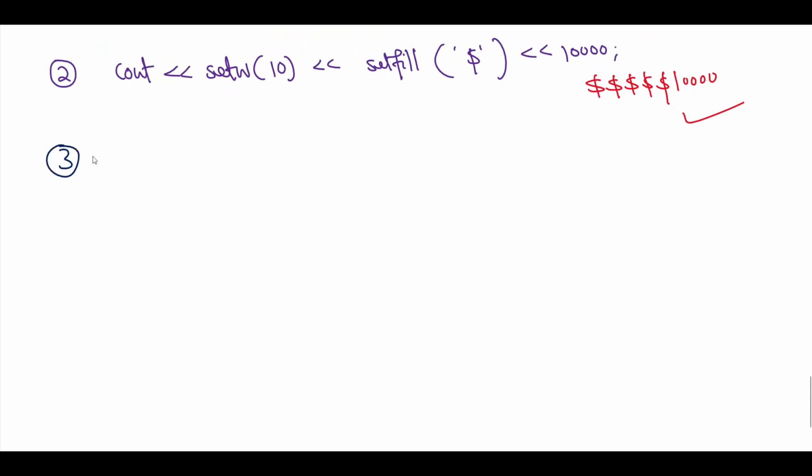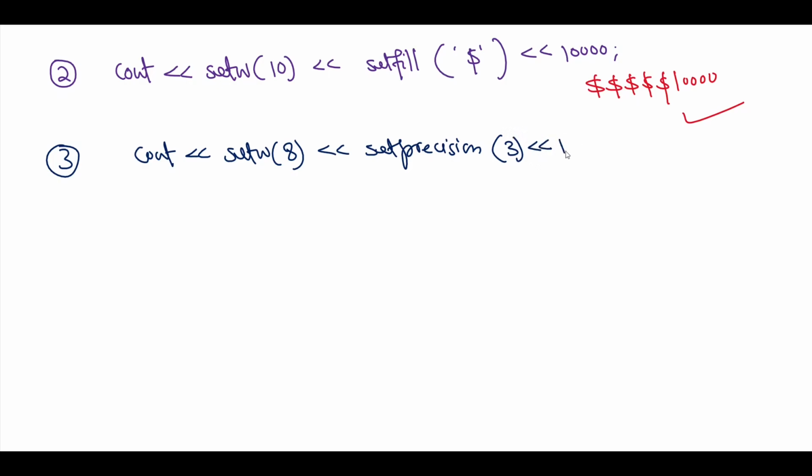Coming to third question, we have cout, setting the width to 8 characters, then setting the precision to 3 places, and the value is 1024.987654. So can you guess the answer? We are basically setting the width to 8 and the precision to 3. So the answer is quite simple. We have 1024 and 987.